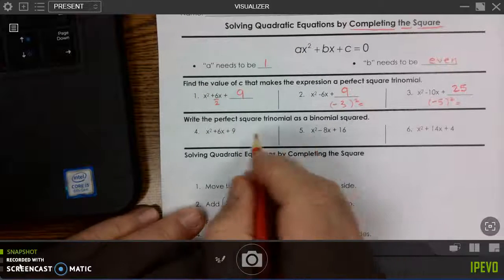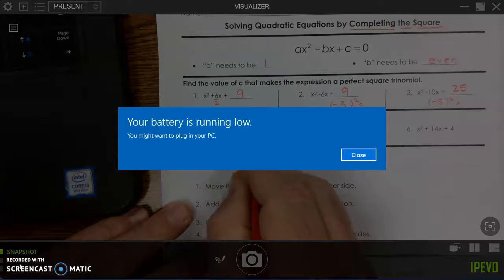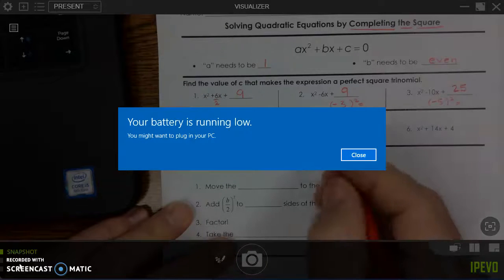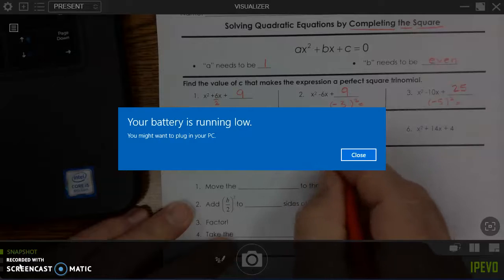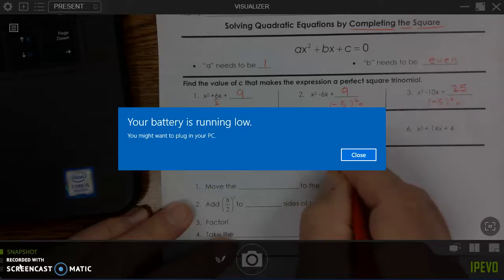Write this as a binomial squared. X plus 3 times x plus 3 gives me x plus 3 squared. This is going to be x minus 4 times x minus 4. So it's x minus 4 squared.